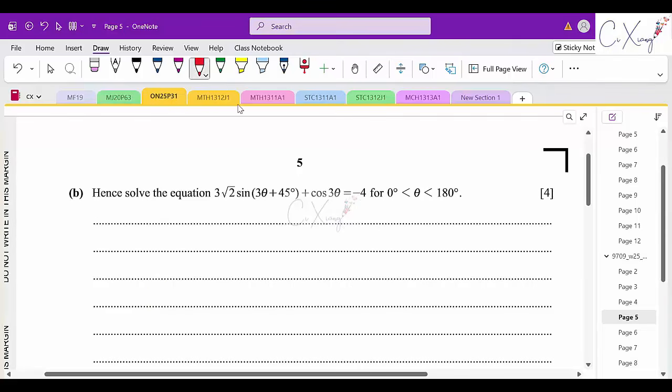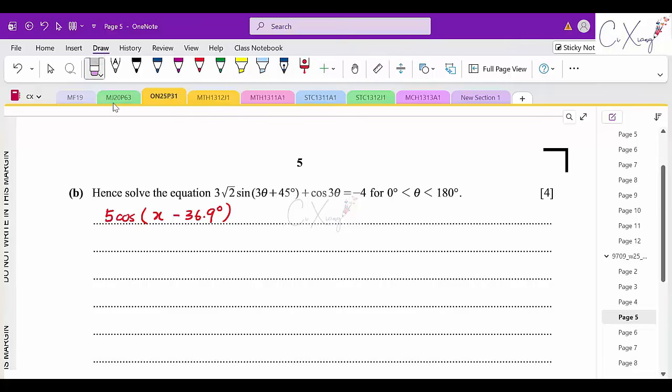Right. So what I have here is 5 cos. Previously, in the previous question, I had x, so x minus 36.9. But in this case, because our question is 3 theta, no more x, so I have to replace the x by 3 theta. Okay, then equals to what? Equals to -4. So before you solve it, you'll have cos(3 theta minus 36.9) equals -4/5.